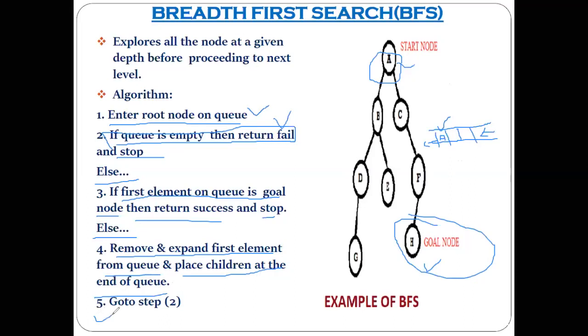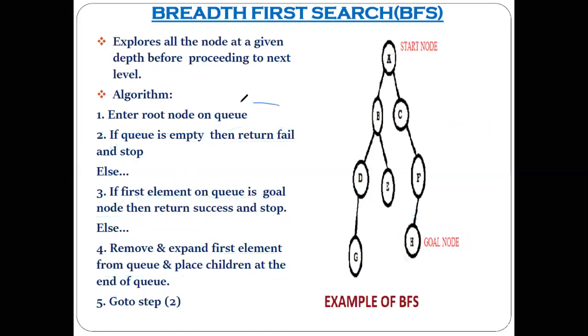Again, that's why I've written point number 5: again, go to step number 2. Try to check whether the first element on the queue is the goal node. If it is the goal node, then return success. Otherwise, this process will continue until the queue is empty. You got the algorithm, very simple one. Now we have to just apply this algorithm by taking some example.